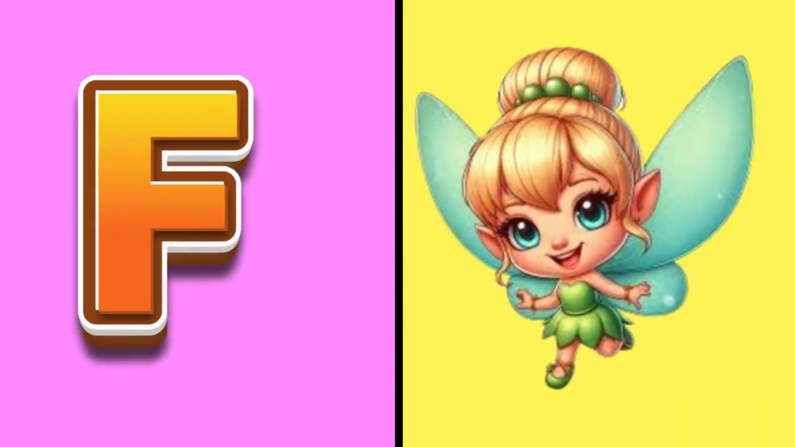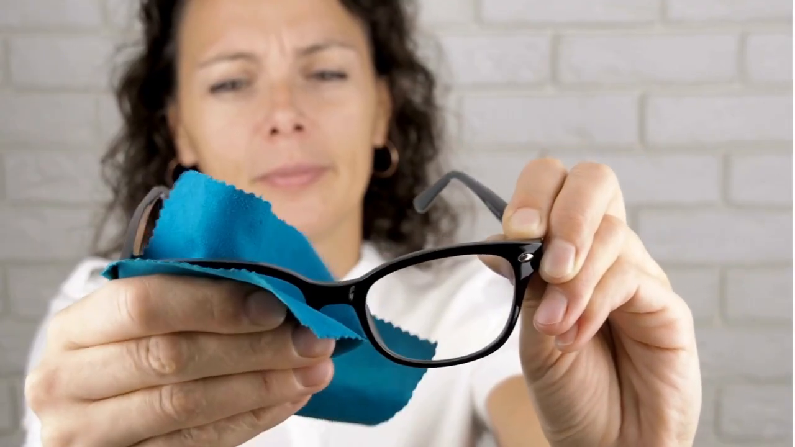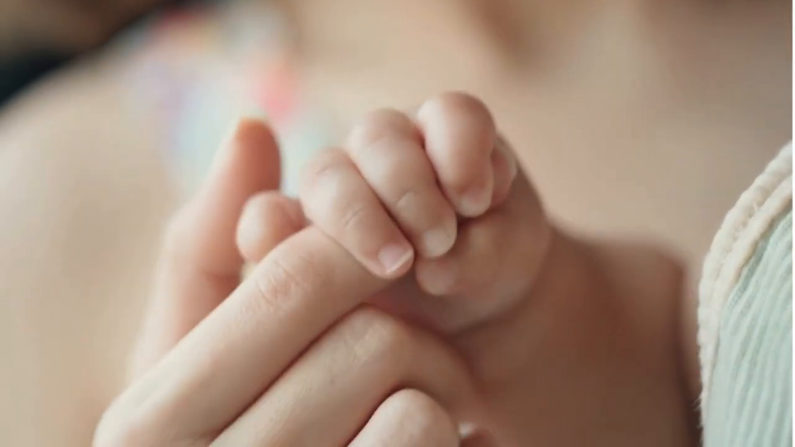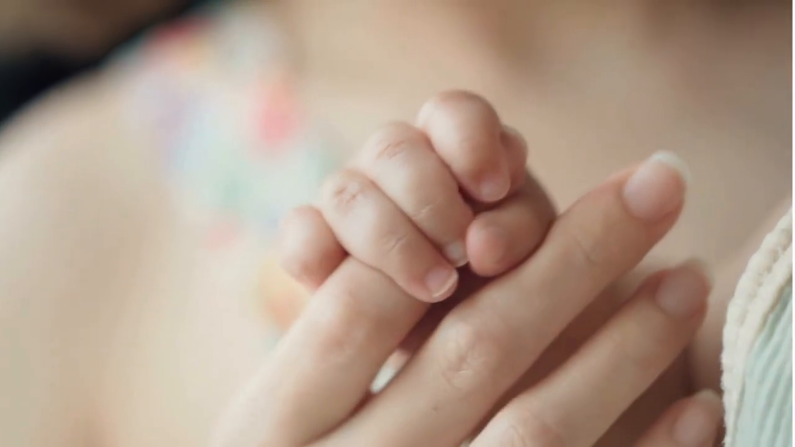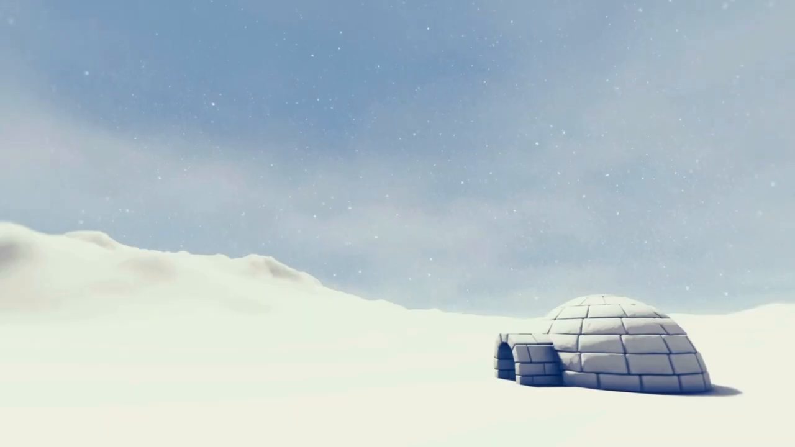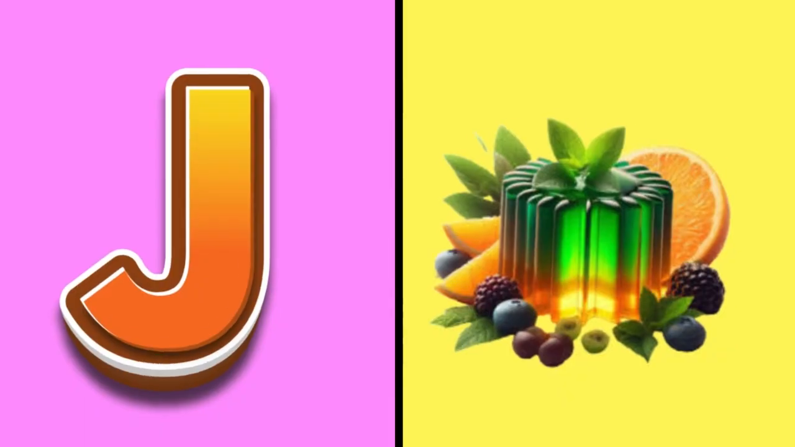F is for fairy. The fairy. G is for glasses. G, glasses. H is for hands. H, hands. I is for igloo. I, igloo. J is for jelly. J, jelly.